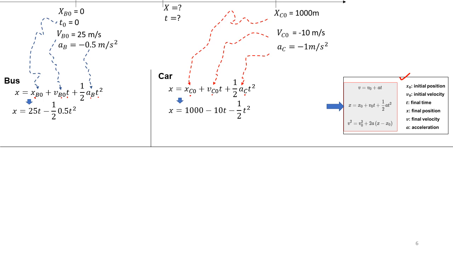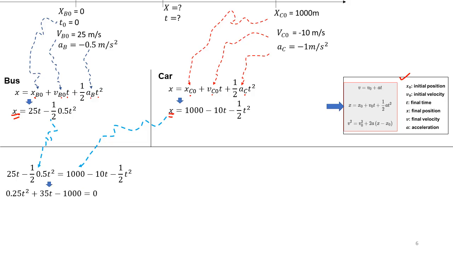Now we know that the position at which the car and bus going to cross, that position is same. They are going to cross at the same position on the x-axis. So left equation and right equation, x is same, so we can basically equate the right hand sides of both equations, and rearranging this equation we get a quadratic equation in time.